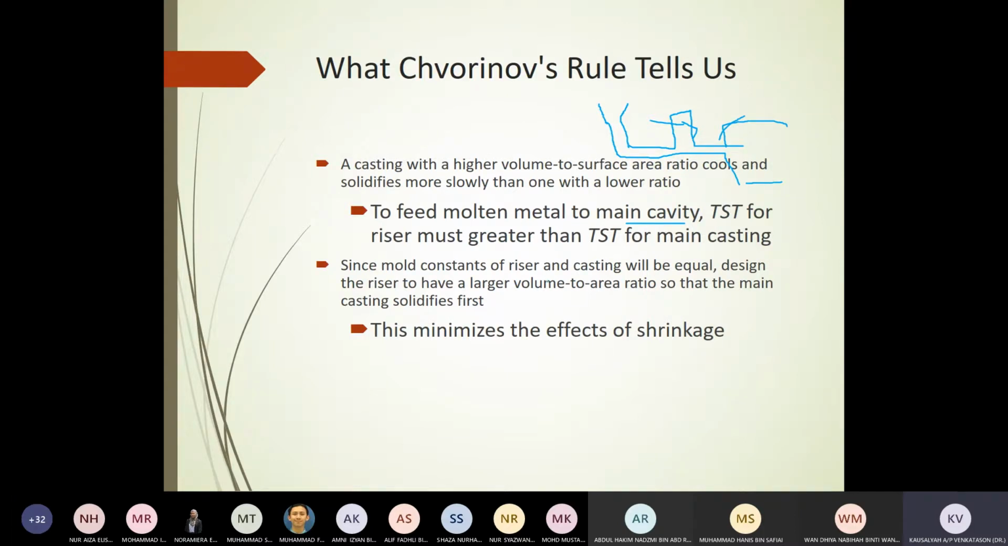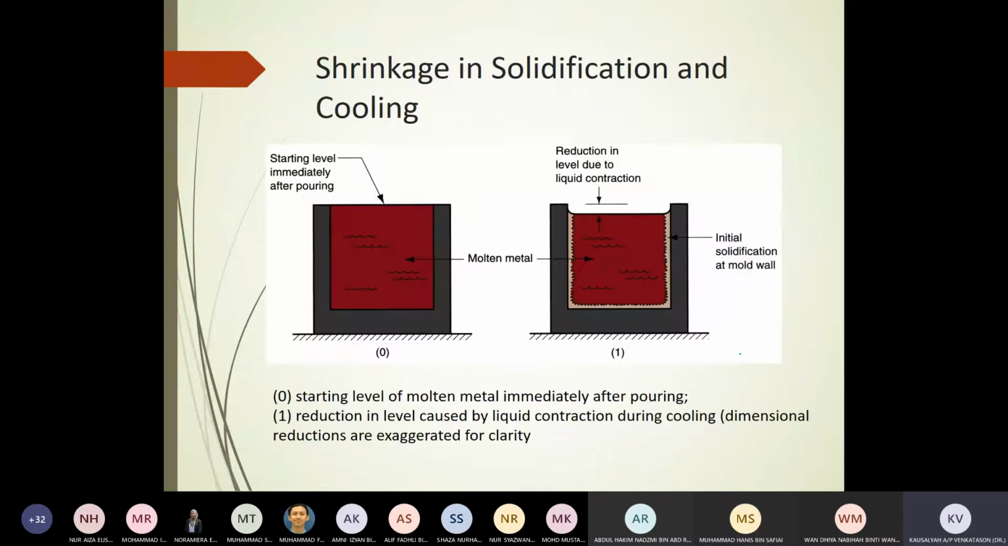The mold constant of riser and casting will be equal. Design the riser to have a larger volume to area ratio so that the main casting solidifies first, as mentioned earlier. So this will help minimize the effects of shrinkage. So the shrinkage in solidification and cooling. So when you pour something, of course, you have the equal level. When it shrinks, the level will dip, based on the contraction of the liquid.